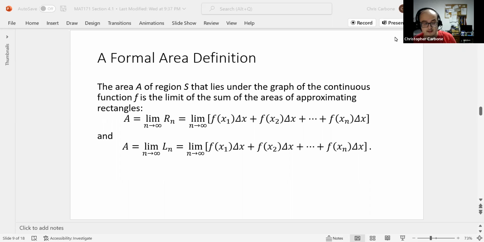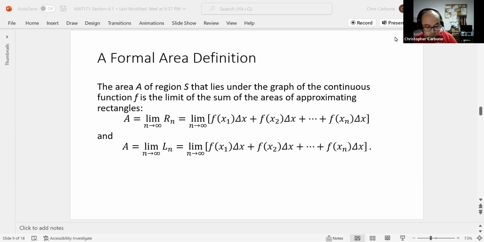The right endpoints is the limit as n approaches infinity of f of x sub 1 times delta x plus f of x sub 2 times delta x, all the way down to f of x sub n times delta x. And the left endpoints is the limit as n approaches infinity of f of x sub 1 times delta x plus f of x sub 2 times delta x, all the way down to f of x sub n times delta x.